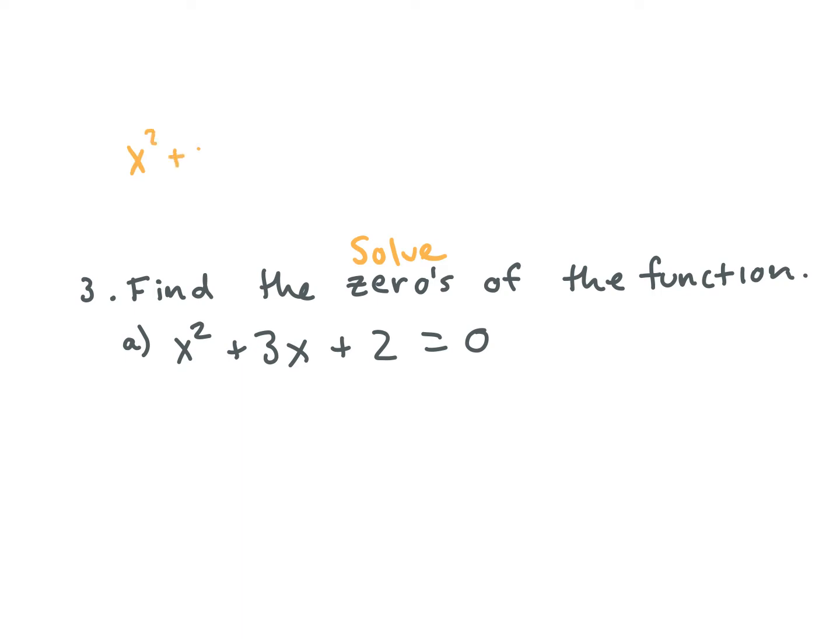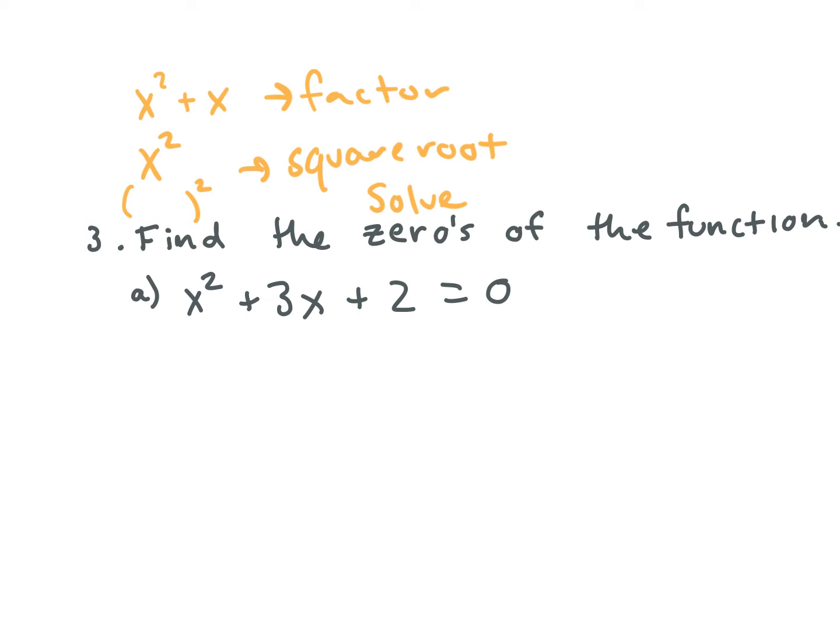If I have x squared plus x plus a number, where I have an x squared and an x, what do I have to do to solve? I have to factor. If I just have an x squared or a parentheses squared, what would I have to do? Square root. All right, so for A, am I going to factor or square root it? Factor, because I have an x squared and an x.